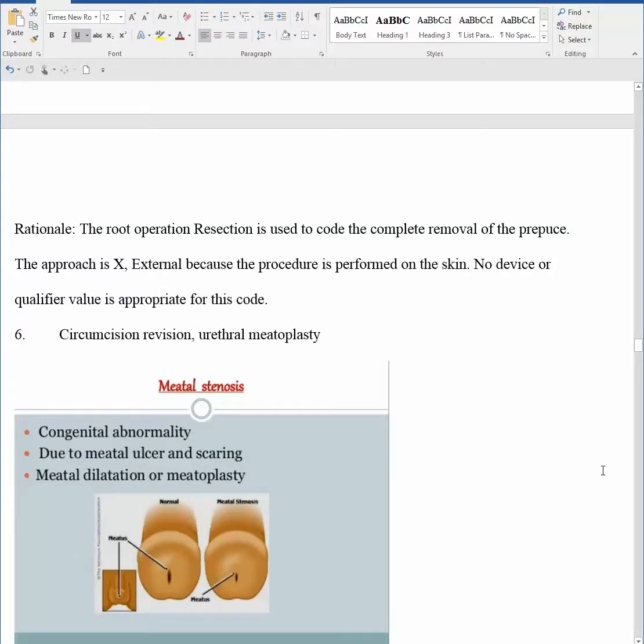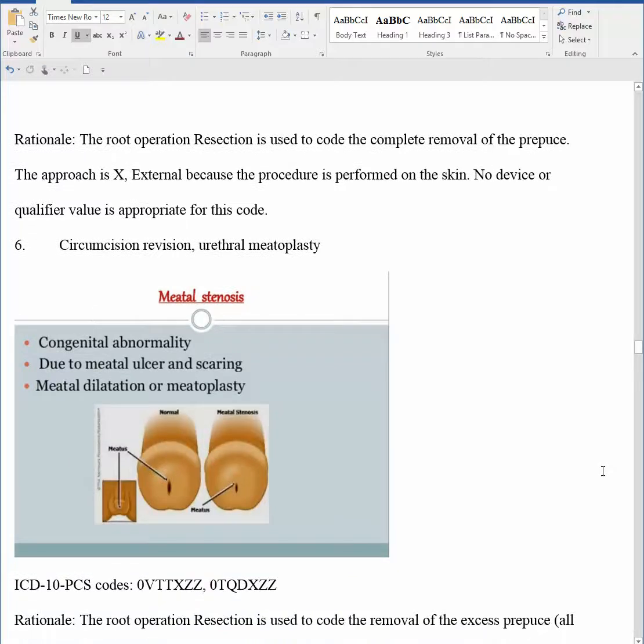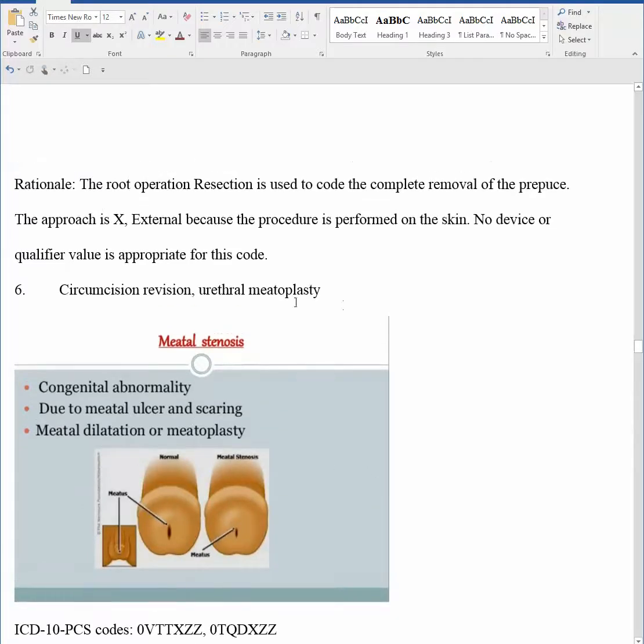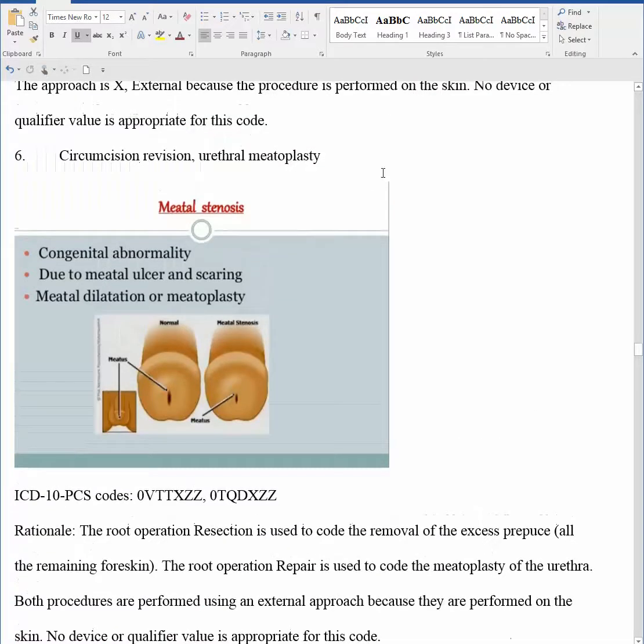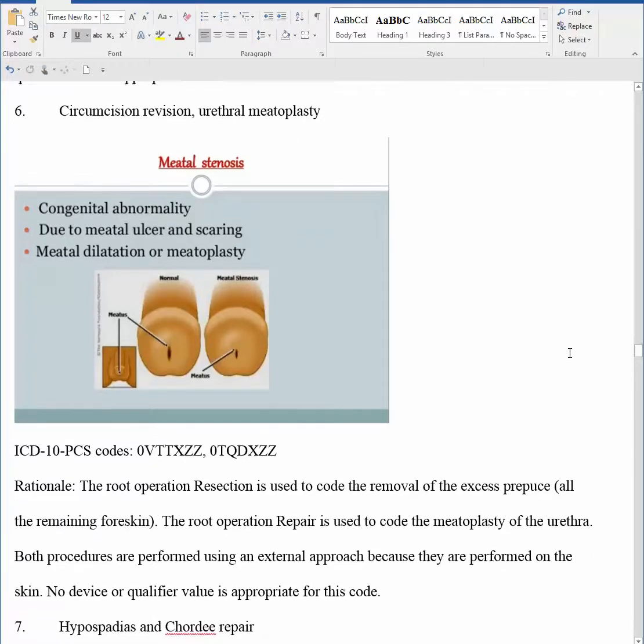Number 6. The patient is coming in for a circumcision revision and a urethral meatoplasty. That word plasty is a clue. You'd be thinking plasty, by definition or medical terminology, means repair. So this gentleman, it's a 13-month-old male child. It looks like he had a circumcision, but there were some issues with it. So he's coming in for a circumcision revision.